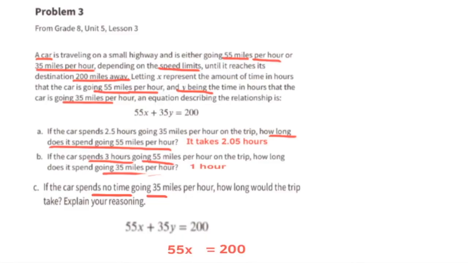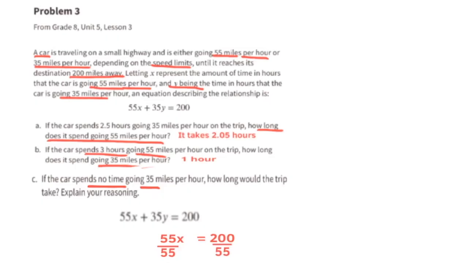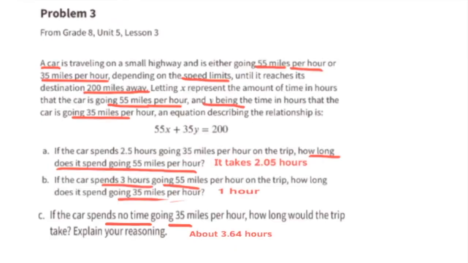We can divide both sides of the equal sign by 55. 55x divided by 55 equals 1x, or 1. And 200 divided by 55 equals 3.636, which means if the car was never traveling 35 miles per hour and only traveled 55 miles per hour, it would take 3.64 hours to travel 200 miles.